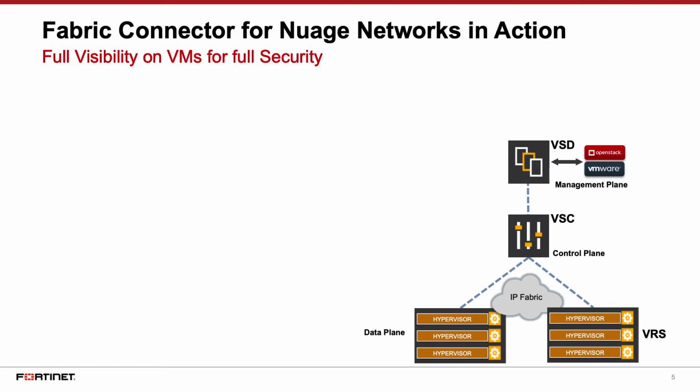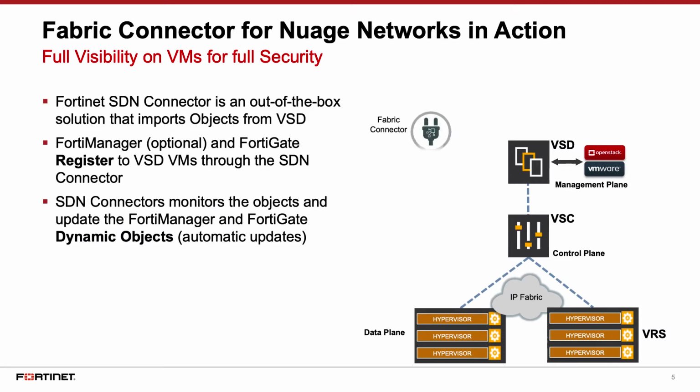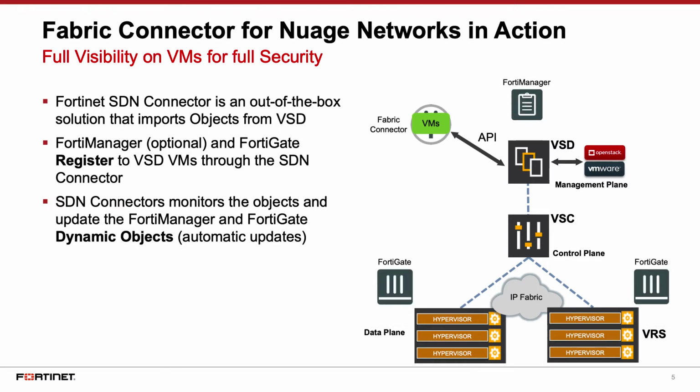The data plane is made of hypervisors, and on every hypervisor there is the VRS module that is programmed by the VSC. What Fortinet has done is to develop a Fabric Connector. A Fabric Connector is an out-of-the-box solution that imports objects from the VSD. Let's say that on the VSD you create a logical container of all the web servers. The Fabric Connector is able to import this logical container into itself, and in turn, FortiManager and FortiGate can connect to the Fabric Connector and import these objects into their own database.